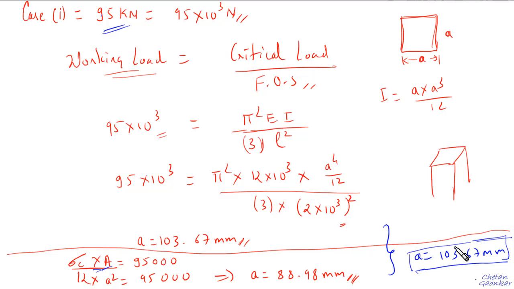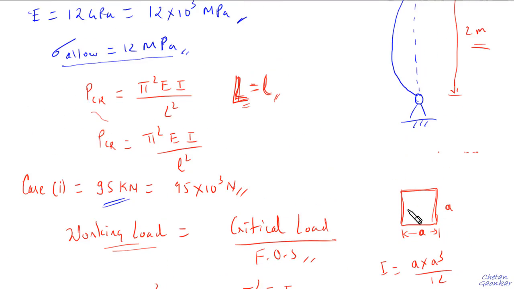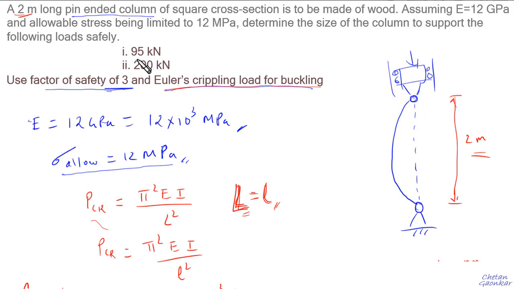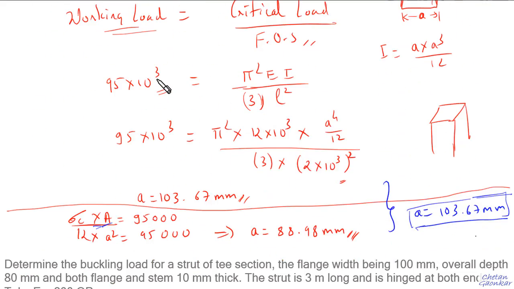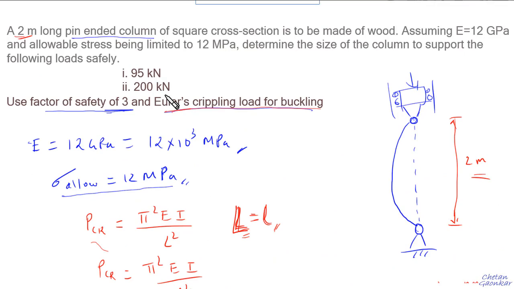Now one may do the same thing for the second load also. One may repeat the same step for the second load also, and then you will get the dimension of A for the second load, that is for 200 kilonewton. It will turn out to be 129.10 mm. Alright, you may try that. You will get a square cross section of this much of dimension.